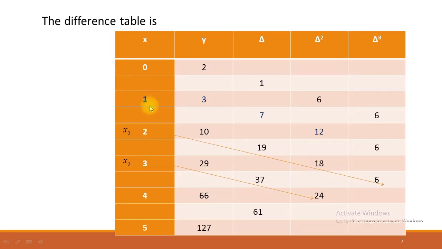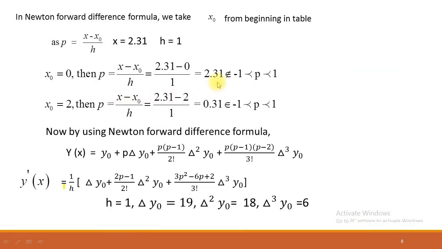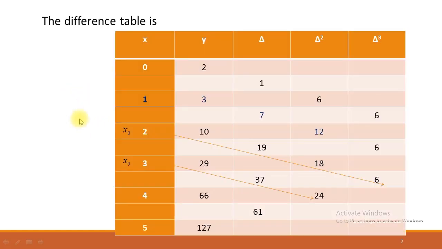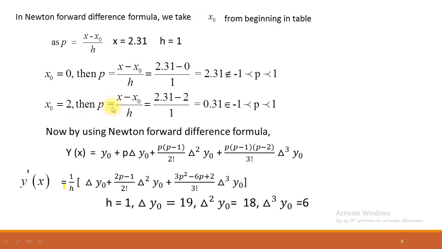Similarly, if we take the value of x naught as 1, then again p does not lie between -1 and 1. So consider the value of x naught as 2. If we take x naught as 2, then the value of p will be x minus x naught divided by h, which is 2.31 minus 2 divided by 1. So the value of p is 0.31 at x naught equal to 2, which lies between -1 and 1.